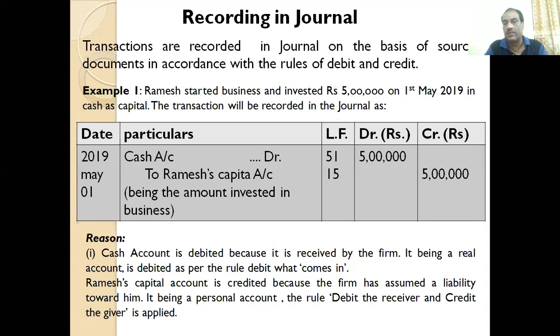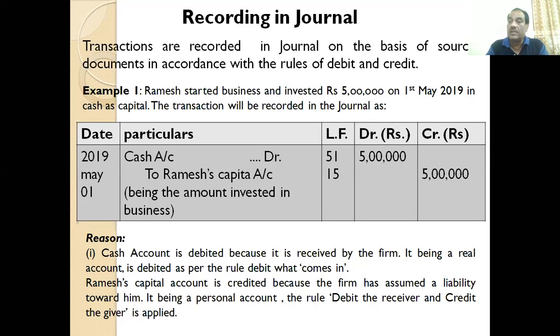Let us consider the first example. Ramesh started business and invested rupees 5 lakhs on 1st May 2019 in cash as capital. When a proprietor starts a business, he makes an investment in it, and that is called owner's equity or capital. You know, in accounting, we consider the owner as a separate entity and the business as a separate entity. So we have here two accounts. One account is the business account and the second account is the Ramesh account.